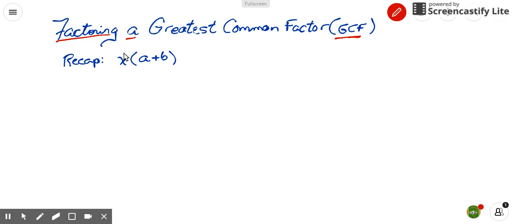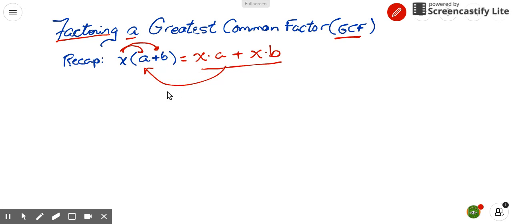You learned about the distributive property, where when you have a quantity being multiplied by another quantity, we can distribute that x to both the a and the b, giving us x times a plus x times b. So this process here is called expansion or distributing. What we're going to be doing is starting with something like this, and we are going to take it back to this.